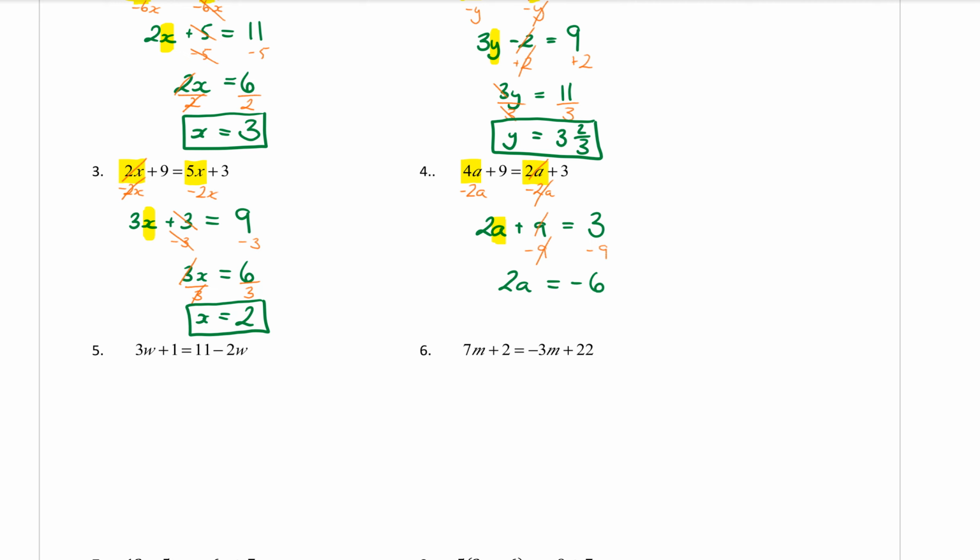Last step is to get rid of this 2. It's times with the a, so I divide by 2. A is finally by itself. Minus 6 divided by 2 is negative 3.